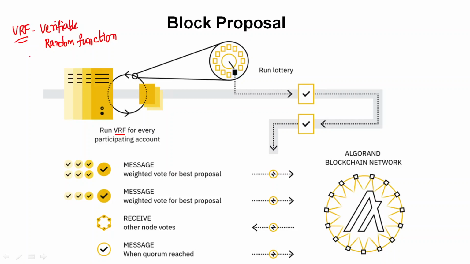Once the account is selected by the VRF, you can see here after running the lottery, once you select the account, nodes are propagated in order to propose the block and produce the VRF output. Finally, you can say that particular account is a valid proposer.